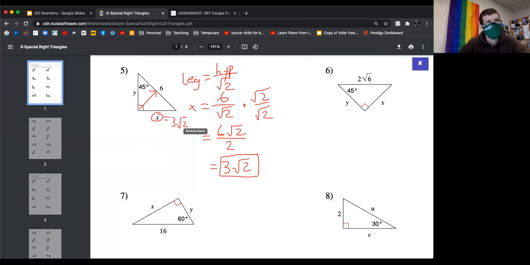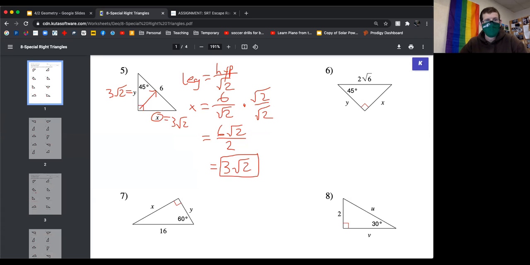What is y going to be? The same thing, 3 square root of 2. All right, and here's where I want to point out something that you need to know for the test. If you are taking the test and you have a problem like this, where you're given the hypotenuse and you need to solve for both legs of a 45, 45, 90, the thing that we know is that both of the legs are going to be the same length. So that means you're probably only going to solve for it one time.